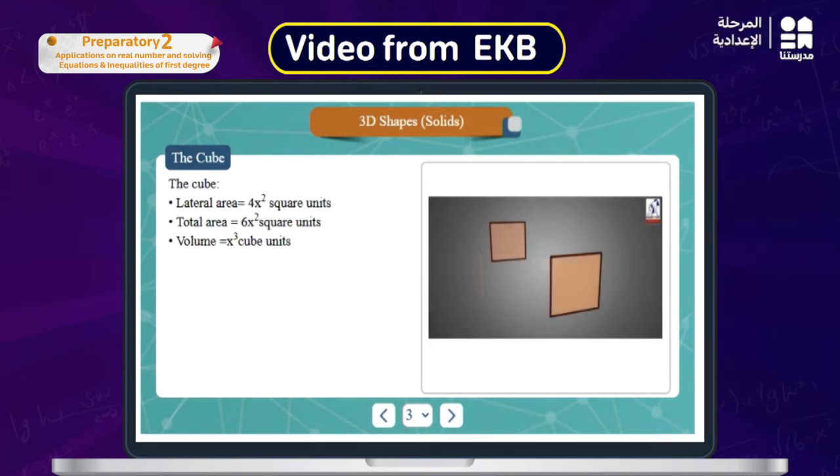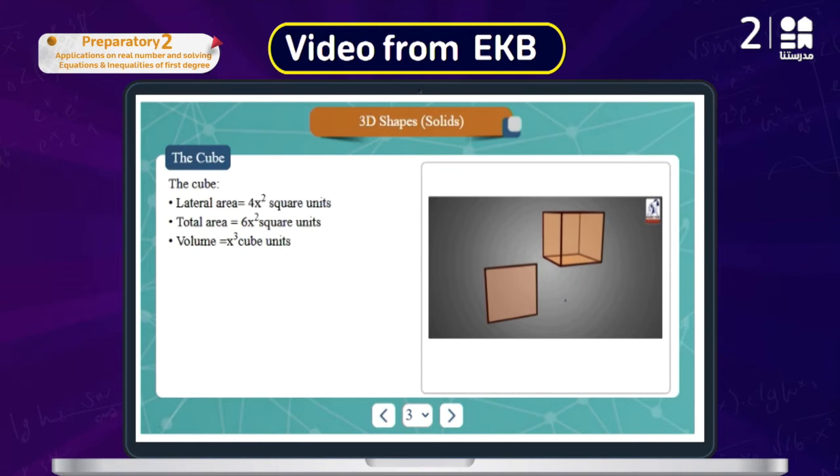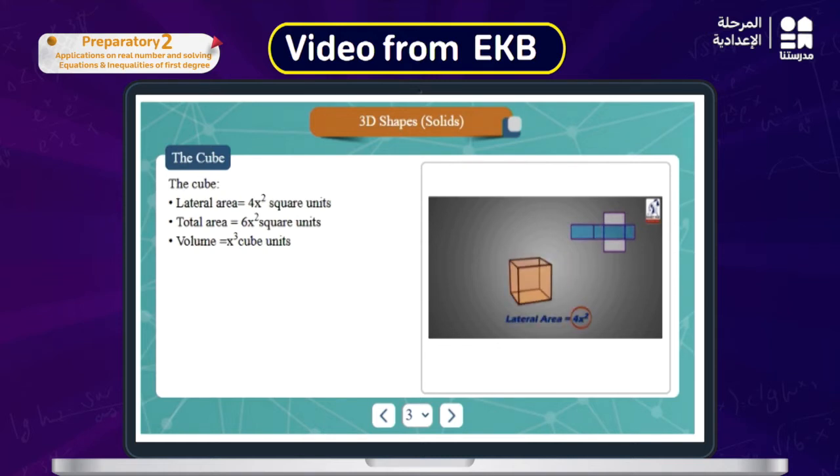Cubes are all around us in real life. In fact, the cube is a special case of the cuboid where all its sides are equal. It has 6 square faces, and each 2 opposite faces are parallel. The lateral area of the cube equals the sum of the areas of its 4 side faces only. For a cube that has a side length of x, its face area will be x squared, and the lateral area will be 4 times x squared.